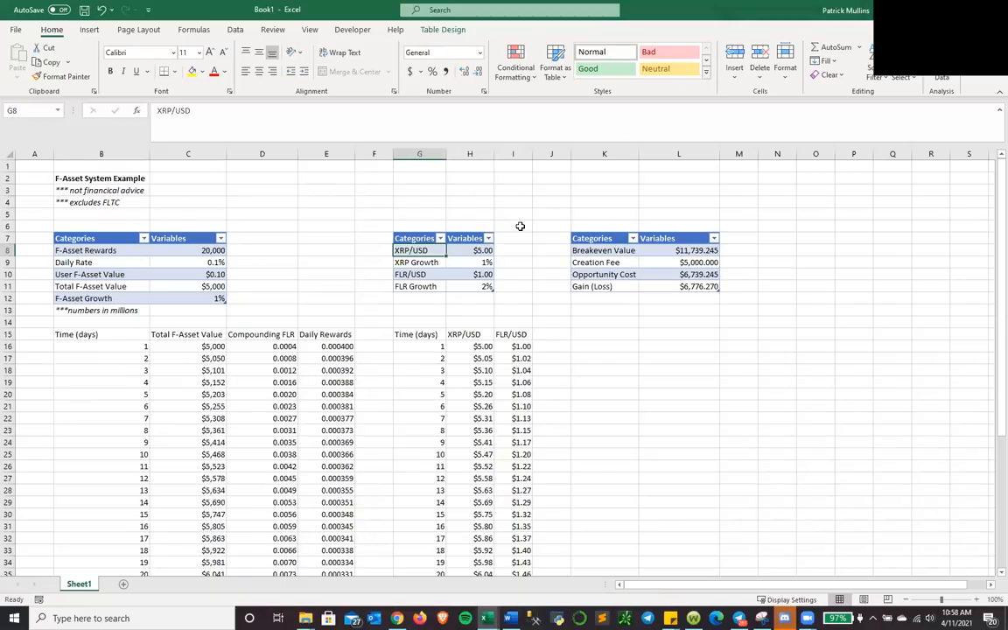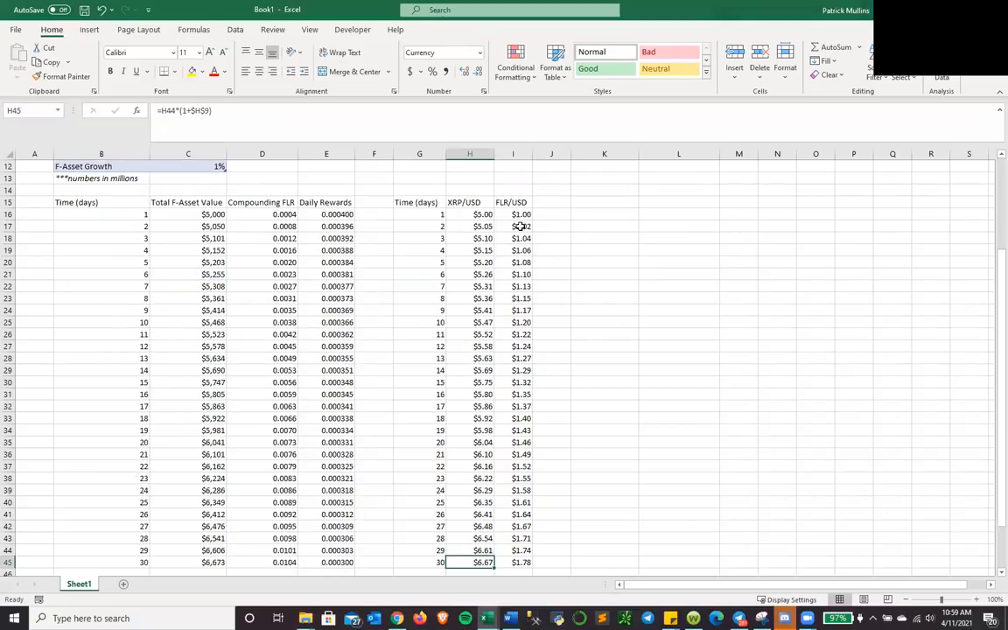At the beginning of this, we're going to assume that XRP USD is $5 and that the XRP price is growing 1% daily on average for these 30 days. And then we're going to say the Spark USD price is $1 with Spark growth at 2% daily. Pretty arbitrary numbers here, don't take too much into it. It's just to give an example. So we can see at the end of 30 days, XRP is worth $6.67 and Spark is worth $1.78.